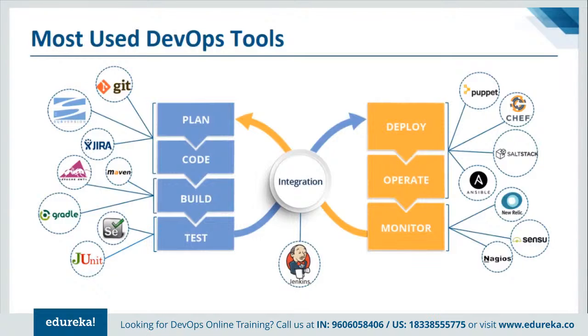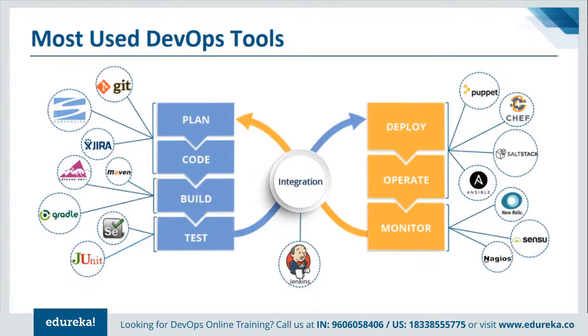So these are the most moving tools in the market, and we have different categories. The same plan, code, build, test, integration, deploy, operate, and monitor are divided over various phases. For plan and code, we have three different tools: Git, SVN, and Jira. Subversion is also called SVN, and these three tools are basically version control tools.